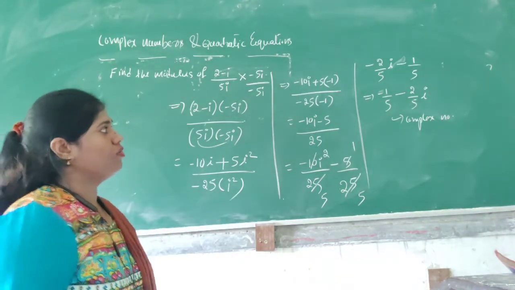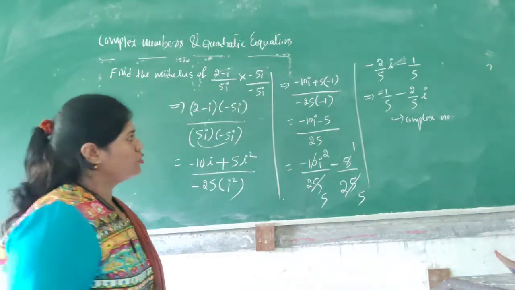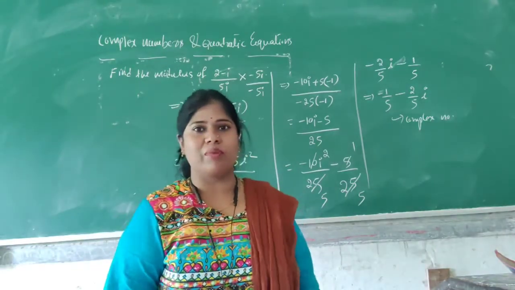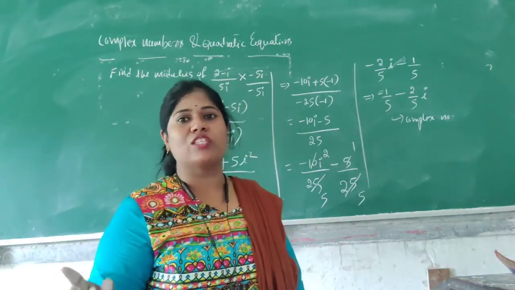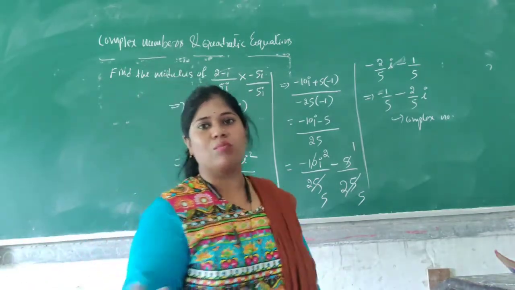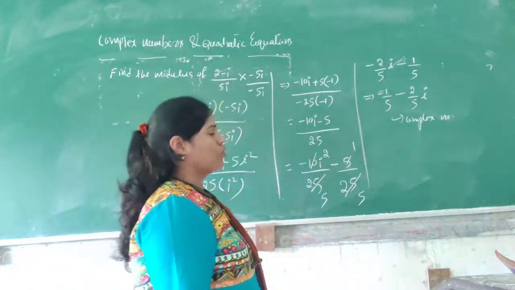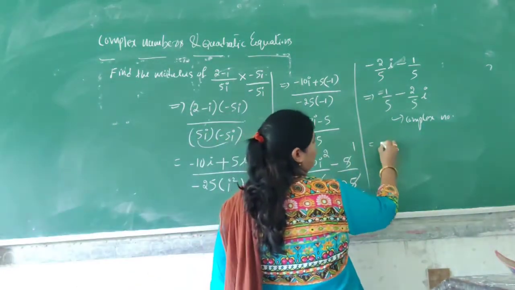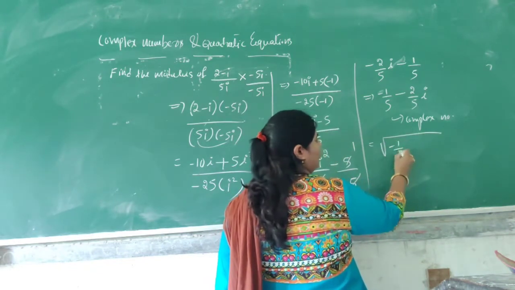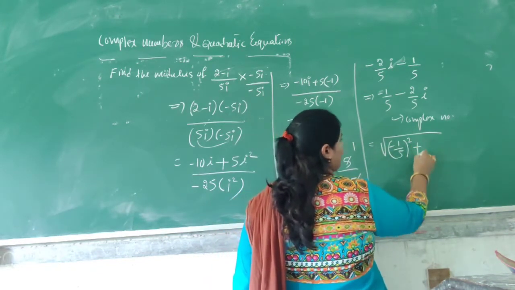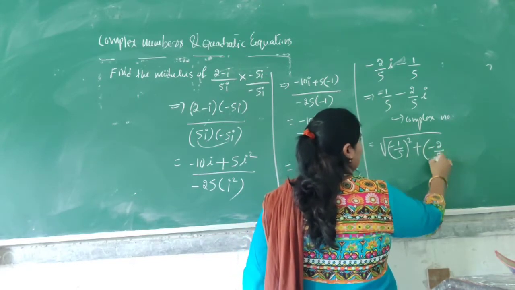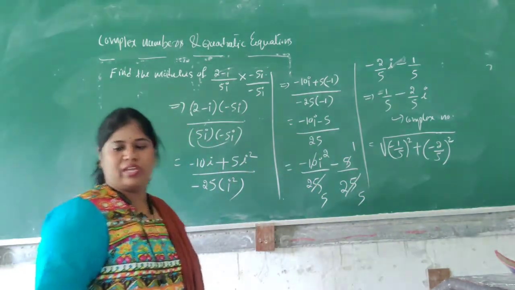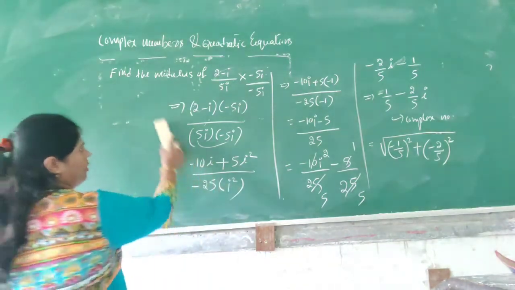What do we have to do for this one? We have to find the modulus of the complex number. The square root of x square plus y square is the modulus of a complex number. So modulus is equal to the square root of (minus 1 by 5) whole square plus (minus 2 by 5) whole square. We have to square both sides. So after this, how will it be?